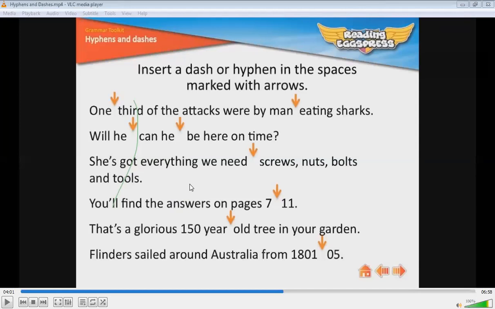Go ahead. Number 3. What do you think? "She's got everything we need." It will be a dash, because it can be used as a colon. I'm sorry, would you read the line? "She's got everything we need." We're going to use a dash because it's a colon. Okay, we will discuss that now. Listen, everyone, all of you will be muted if you don't mind, and we will discuss that now, okay?